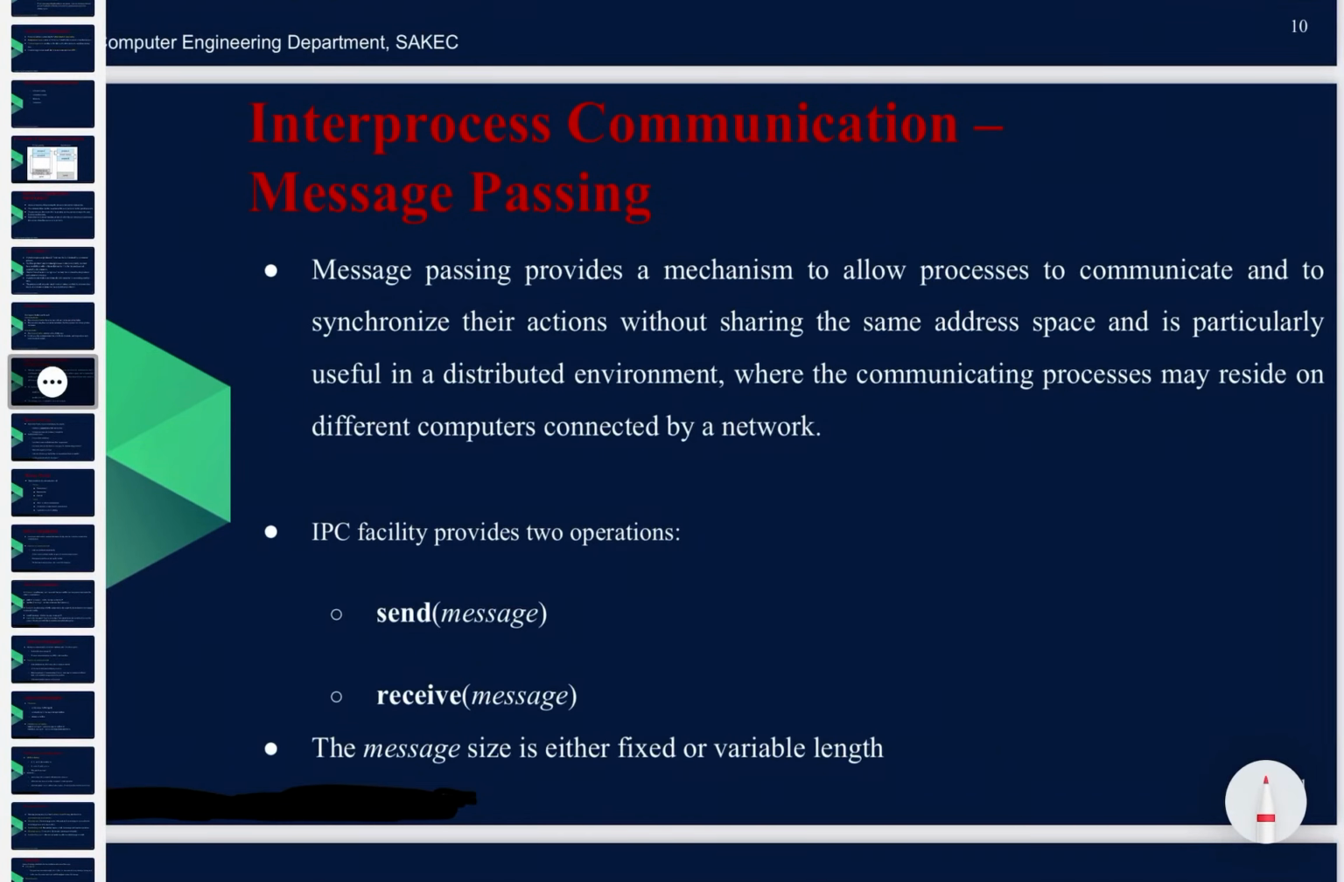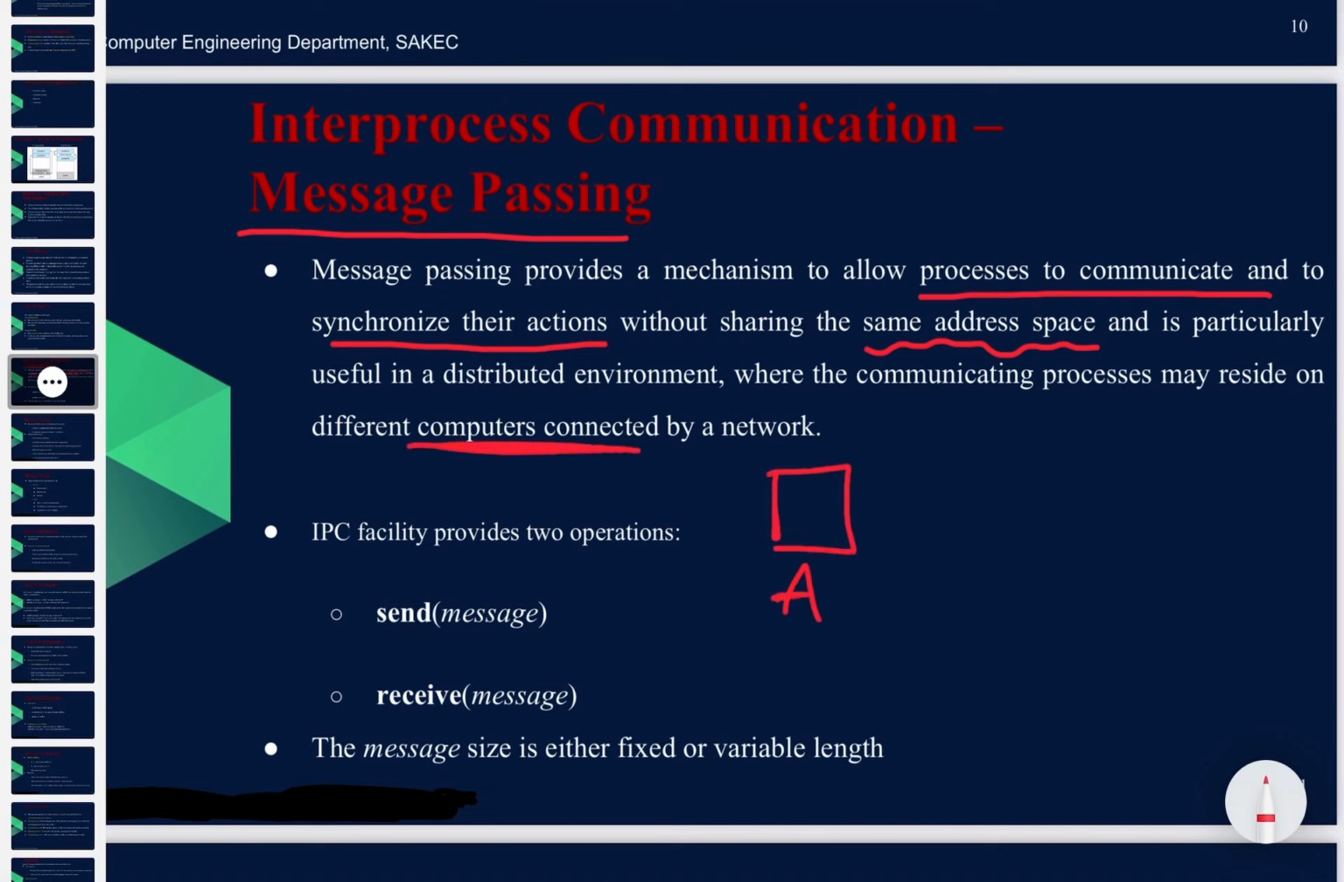Inter-process communication: message passing. Message passing provides a mechanism to allow processes to communicate and to synchronize their actions without sharing the same address space, and is particularly useful in a distributed environment where the communicating processes may reside on different computers. So process A resides on one computer, process B resides on another computer, and for them to communicate you need message passing.